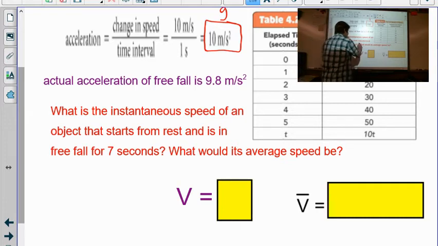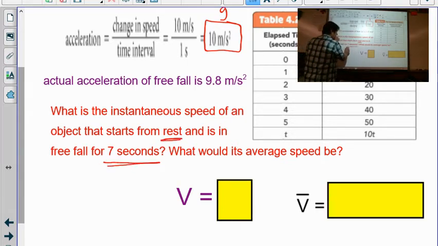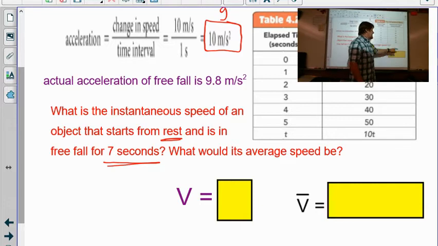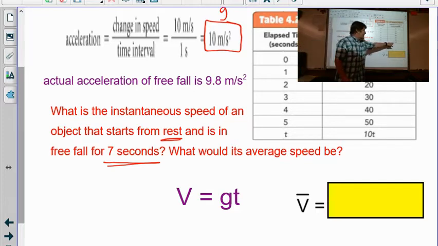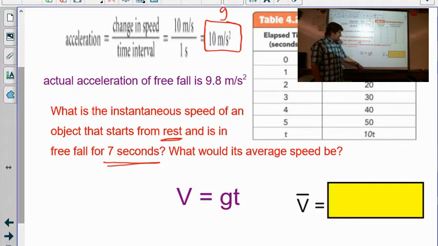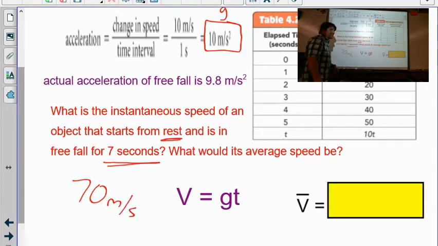it starts from rest and it is in free fall for 7 seconds. So coming back up here, if I want its instantaneous speed, all I do is 10t. And the formula is going to look like this: your velocity, or your speed, is equal to the acceleration of gravity times time. Gravity is put in there for you. Gravity is 10, right? So 10 times 7 in this case. And so the instantaneous speed would be 70 meters per second. Okay, because meters per second squared times seconds, the seconds cancel out, and you're left with meters per second instead of meters per second squared.